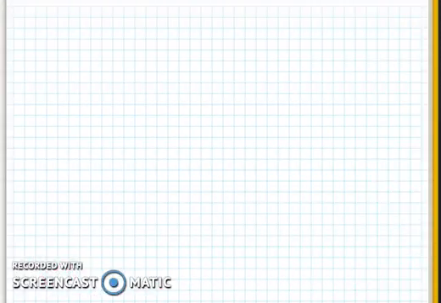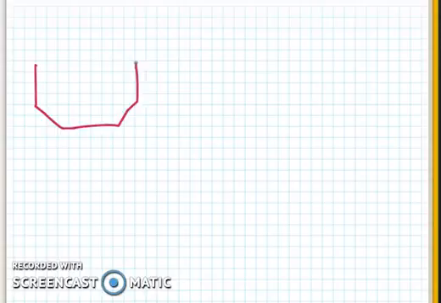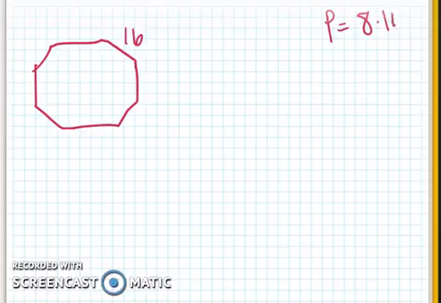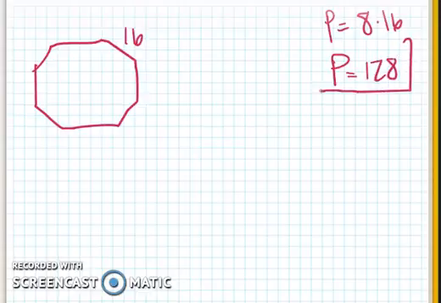Find the area of a regular octagon whose sides are 16, round to the nearest tenth. Okay, so we have an octagon. This is not too bad for me. 16 is the side length, so we can find the perimeter pretty easily. That's going to be 8 times 16. Okay, so when we do 8 times 16, we're going to come up with 128, I believe. So the perimeter was pretty fast, 128.